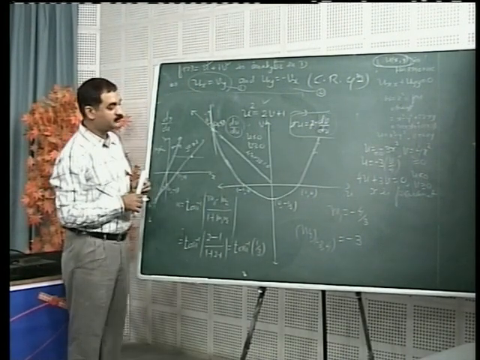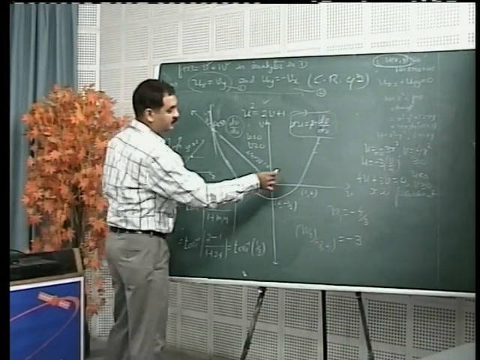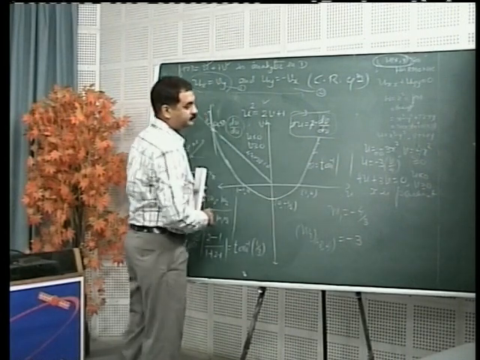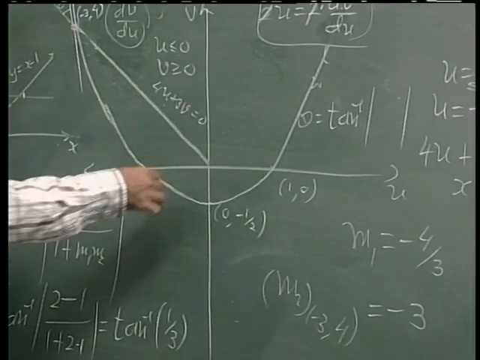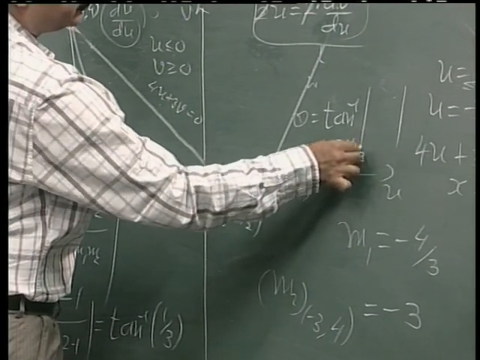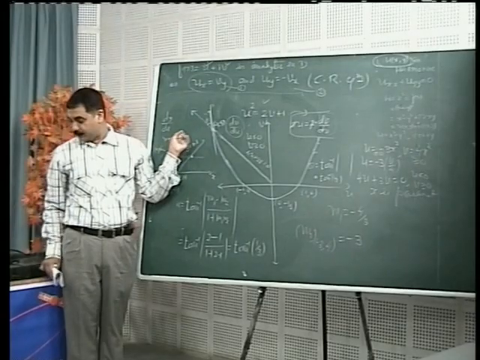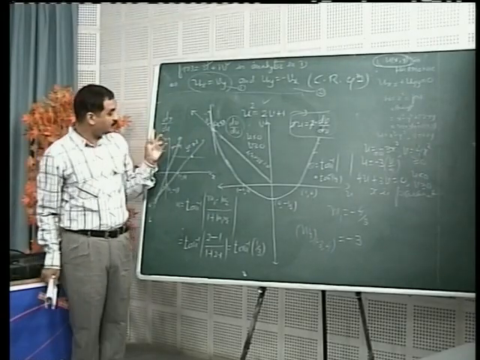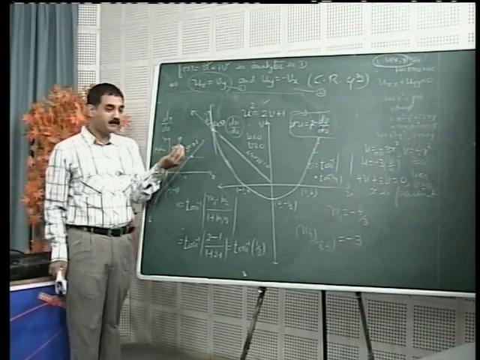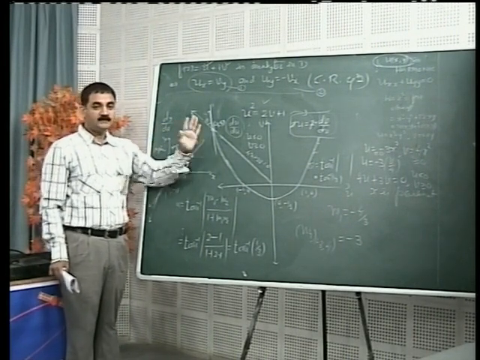The slope is dv by du equals u, so minus 3. Again apply this formula for theta. Theta equals tan inverse, and after simplification it is tan inverse 1 by 3. So w equals z square is the mapping that preserves the angle between two curves, and not only that, the magnitude and sense of the angle.